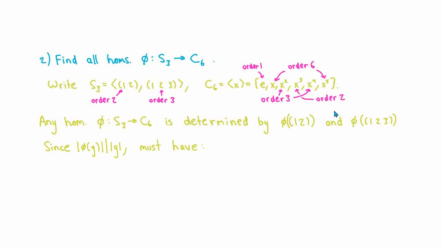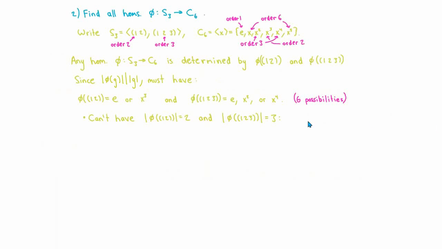So that means that any homomorphism from S3 to C6 must map the transposition to an element whose order divides 2, and there are only 2 possibilities. And similarly, it must map the 3-cycle to an element whose order divides 3, and for that there are 3 possibilities. So now right away we've cut the total number of possibilities for this map phi down to 6.